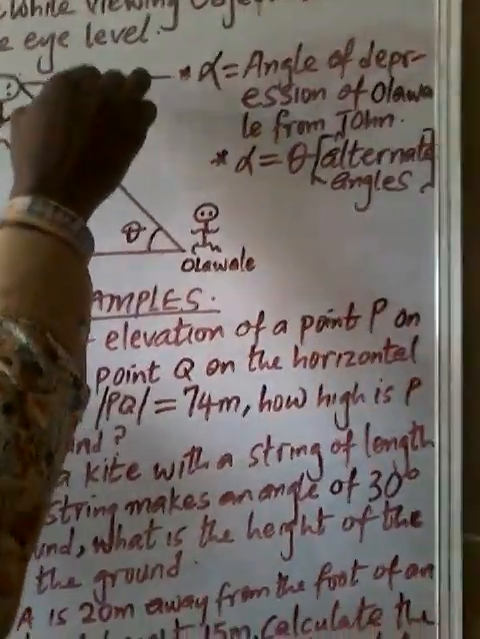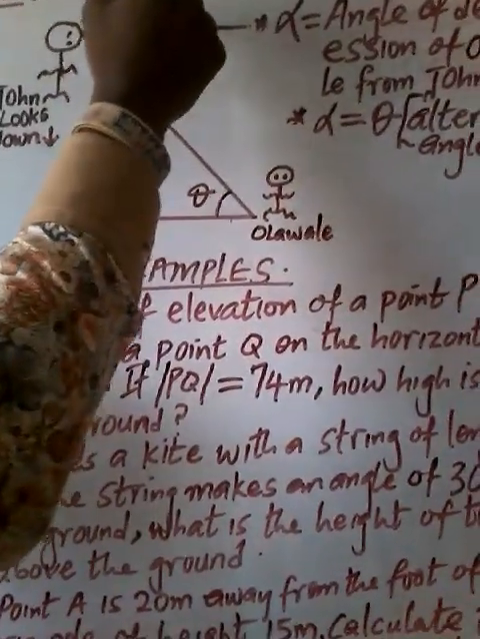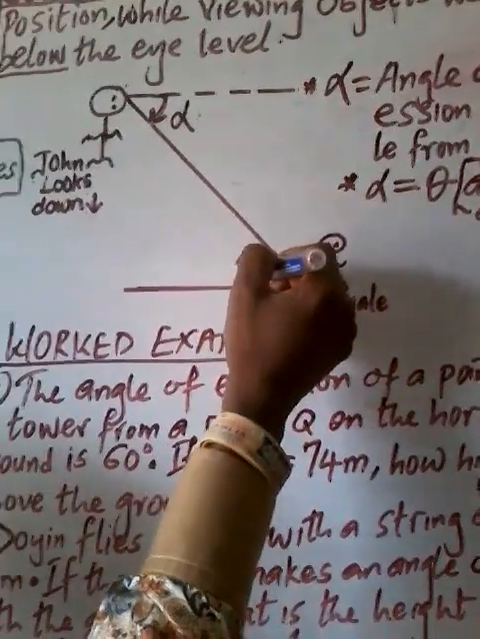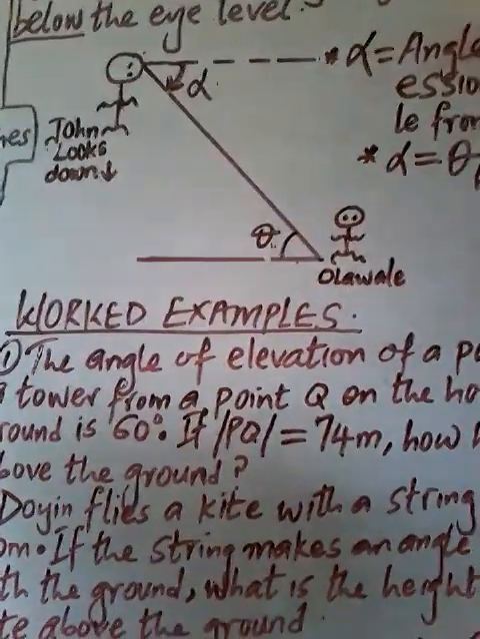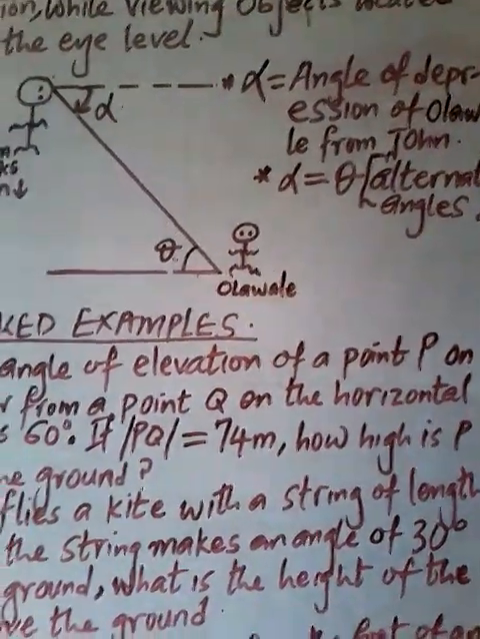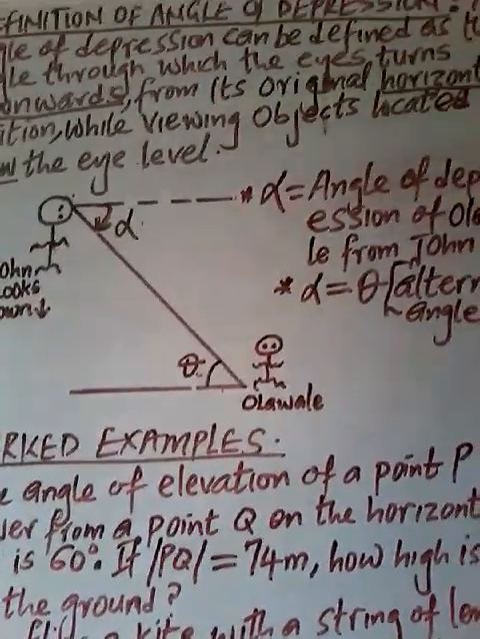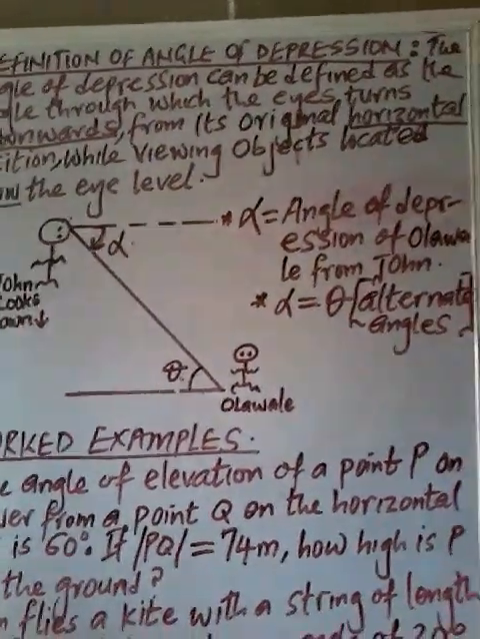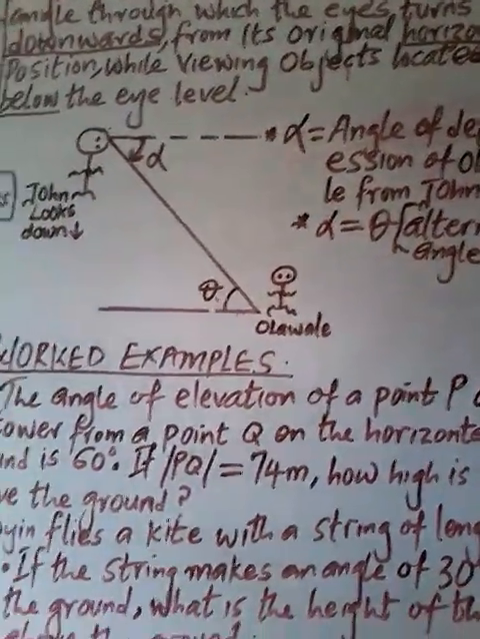So let's say the angle here is 30 degrees. If John turned his eye through 30 degrees, this 30 degrees will not be used here. It will have to fall down here because it will be alternate angle. So you use the 30 here and you use the trigonometrical ratio that goes along with it, whether it's sine, cosine, or tangent, to get the answer you are looking for. It is not rocket science. Very, very simple.